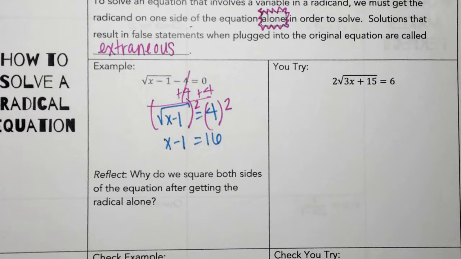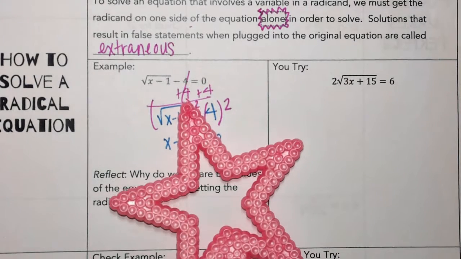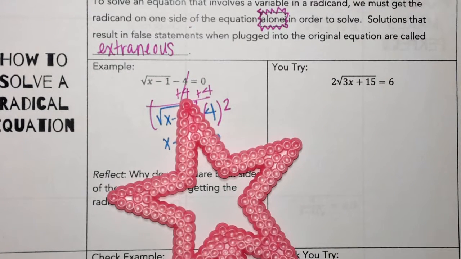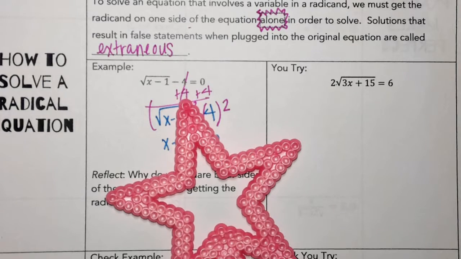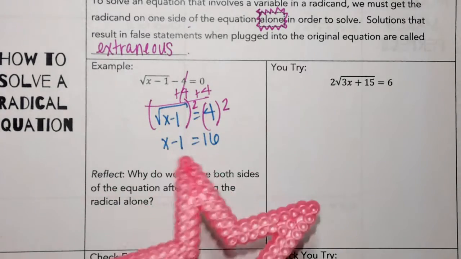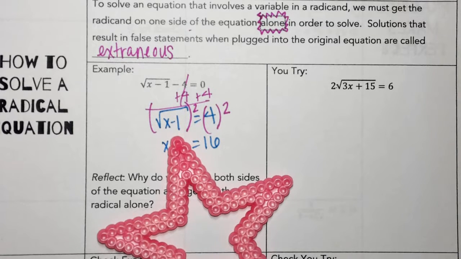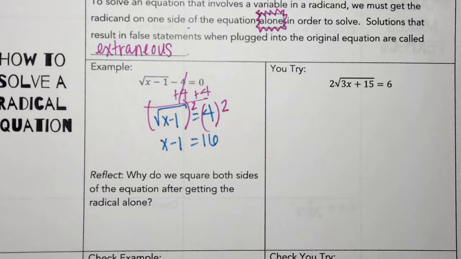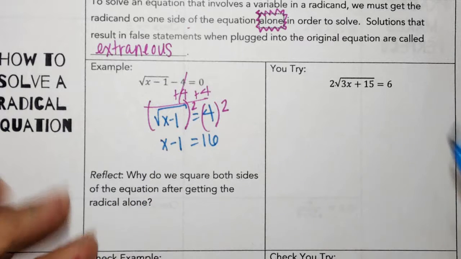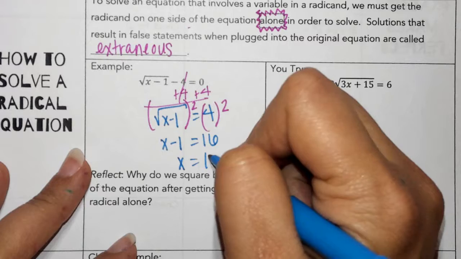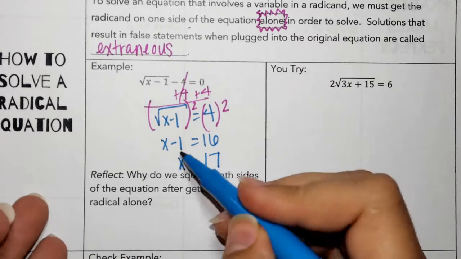What did I do first? I added 4 to both sides. Then what did I do from here? I squared it to get rid of the radical. Now what am I going to do? I'm going to add 1 to both sides, so what does x equal? 17.